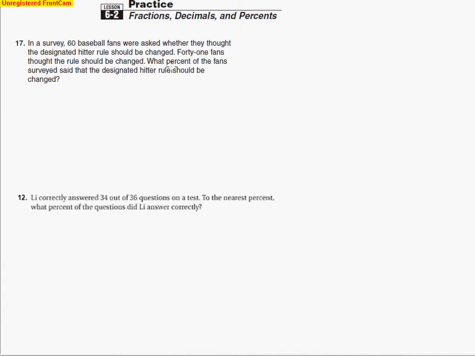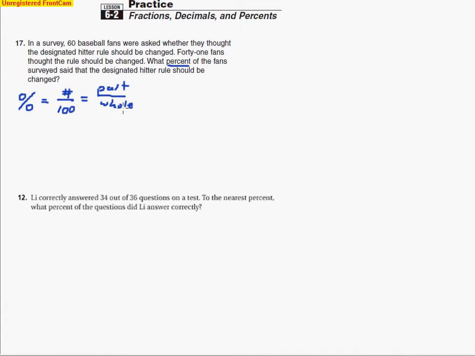Well, what percent? They're asking about a percent. Well, what is a percent? We talked about before that a percent is just a number. We don't know what that number is, though, over 100. And so all we're going to do is set up a fraction. Well, a fraction is a part over a whole. So let's see how we should set up this fraction.